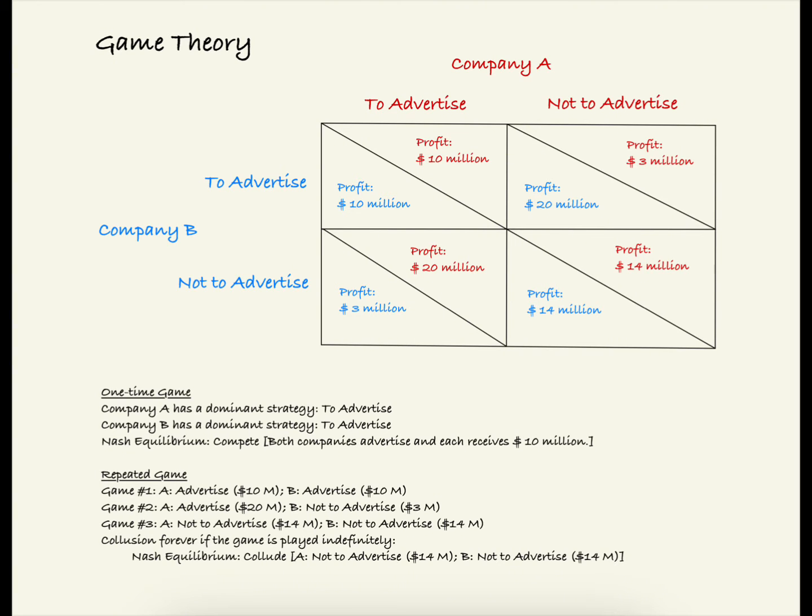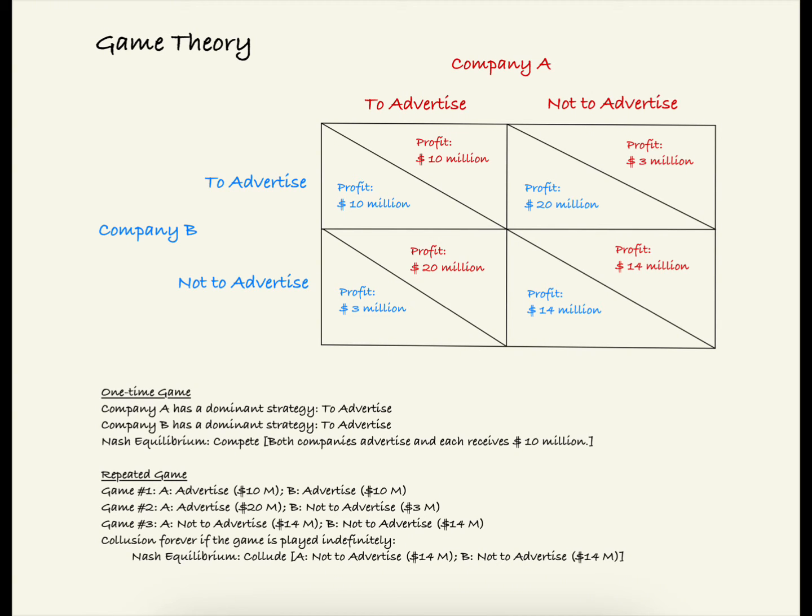The flip case is when Company B chooses not to advertise, while Company A chooses to advertise. In this case, Company B will make a profit of $3 million, while Company A will make a profit of $20 million. And finally, if Company B chooses not to advertise and Company A also chooses not to advertise, both will make a profit of $14 million.